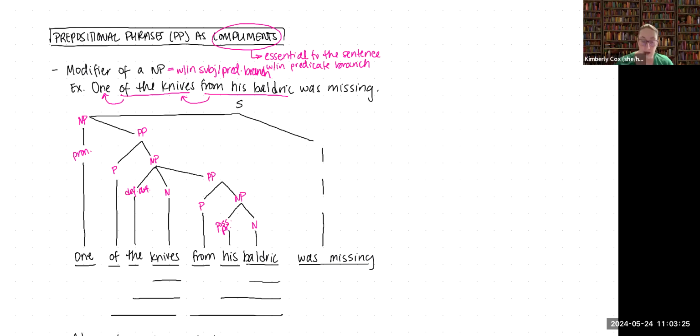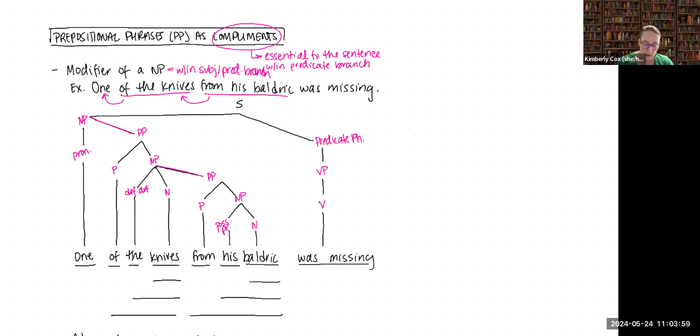So here, you'll notice that we have one prepositional phrase attached to a noun phrase, and then another prepositional phrase that's attached to a noun phrase. And it's because those are the phrases that are being modified. So that's what those branches show. Was missing is our verb, so it's a verb phrase. And so this is where our predicate phrase happens. And so we'll leave it at that.